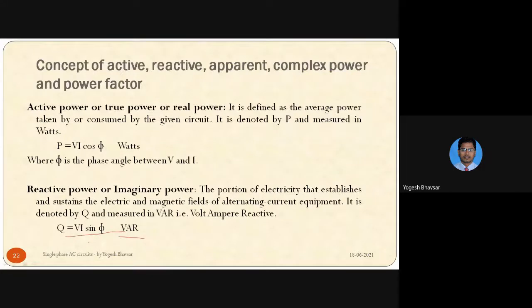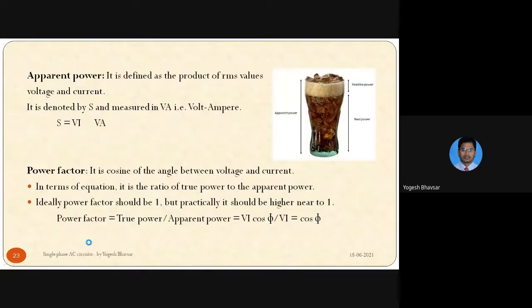Same thing for kilowatt and kilo VAR. K or M we have to multiply, if it is 10 raised to 3 or 10 raised to 6. And simply mathematically it is the product of voltage and current. S is equal to V into I, volt ampere.